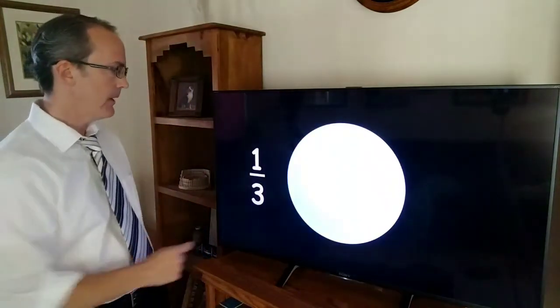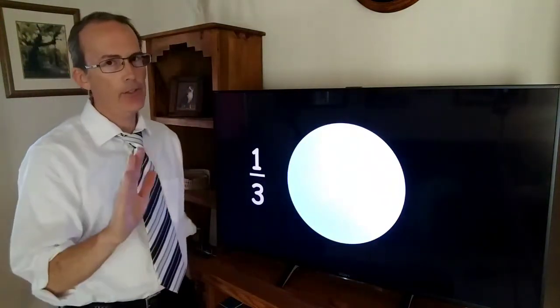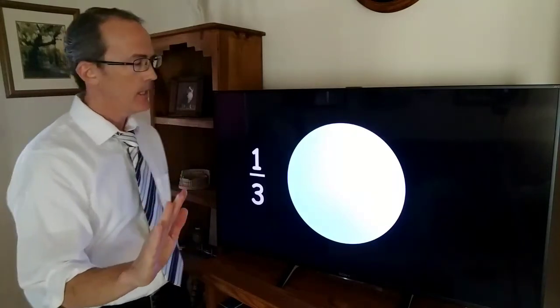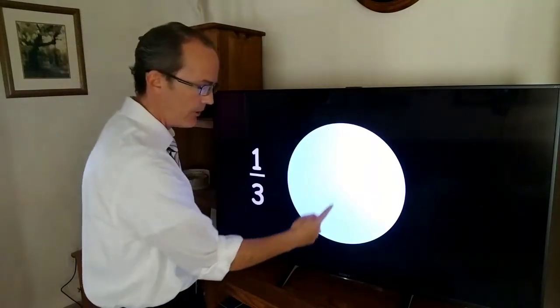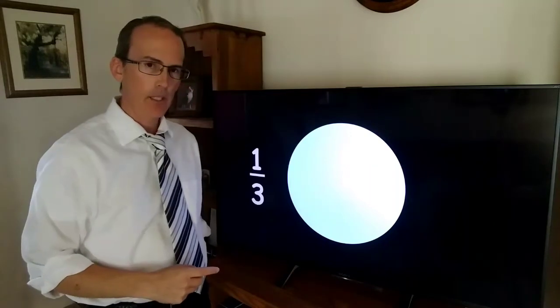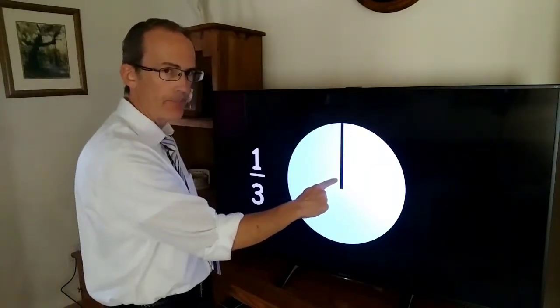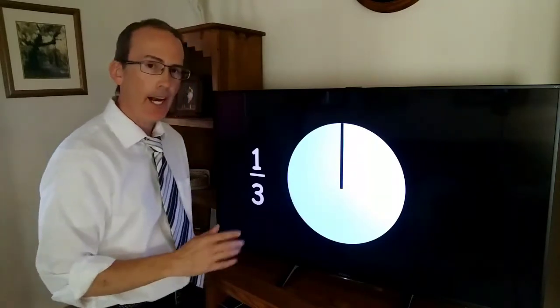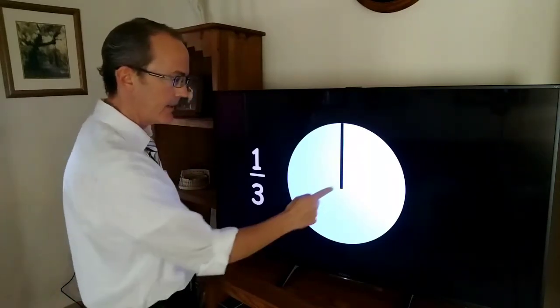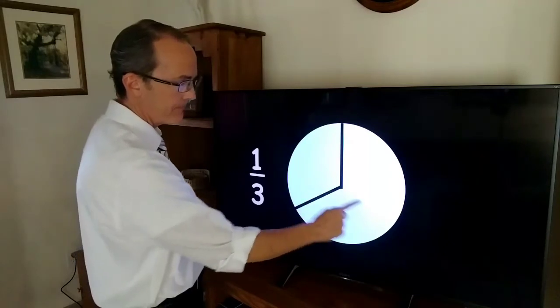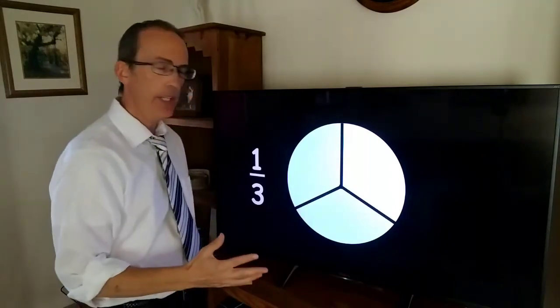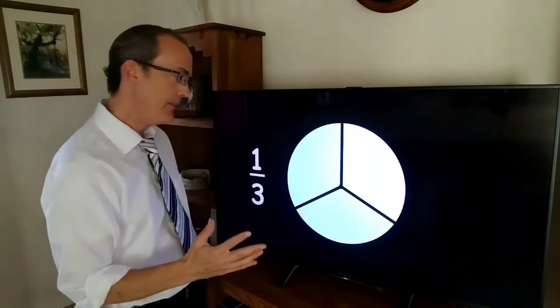Let's try another one. This time it is thirds. Thirds are tricky. Okay, I can't just cut my circle all the way down the middle. I'm going to go to the middle of the circle, and that's where I'm going to stop. Okay, now from here, I have to branch out. Okay, now these look pretty equal. Kind of looks like a peace sign.